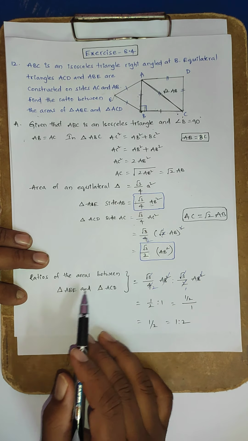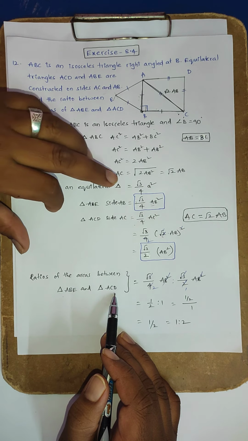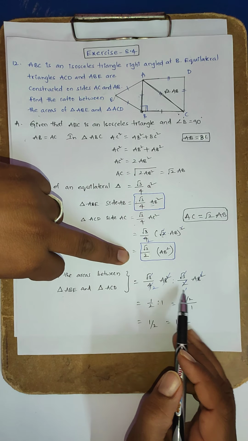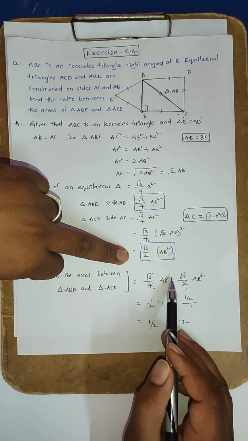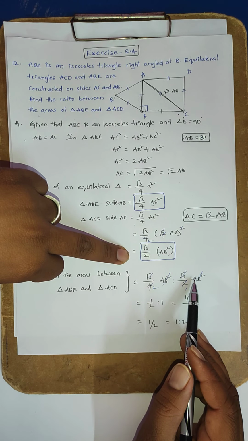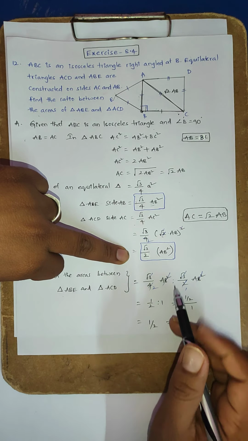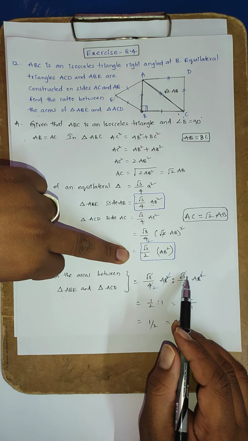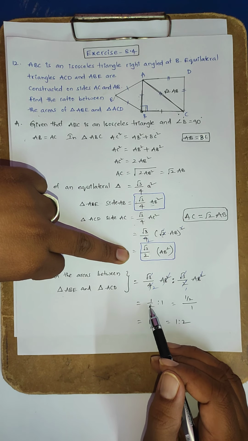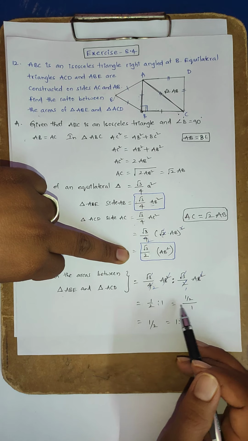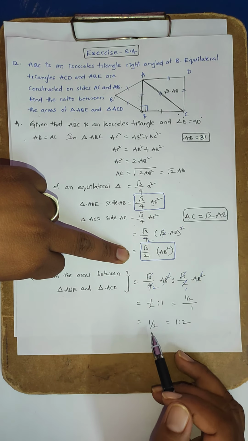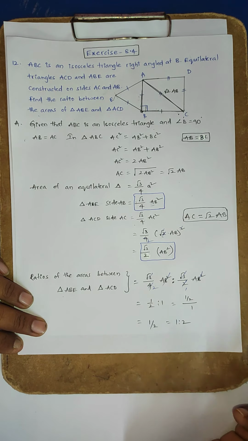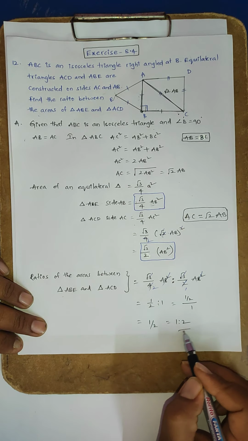Now the ratio of the areas of ABE and ACD. The first triangle area, root 3 by 4 AB square, is to the second triangle area, root 3 by 2 AB square. This is the whole numerator, this is the whole denominator: antecedent and consequent in the ratio. AB square gets cancelled, root 3 gets cancelled. 2 times 1 is 2, 2 times 2 is 4. Here 1 by 2 remains, is to 1. 1 by 2 is numerator, 1 is denominator. If there is 1 in the denominator place, we don't need to write it. 1 by 2 is equal to 1 is to 2.